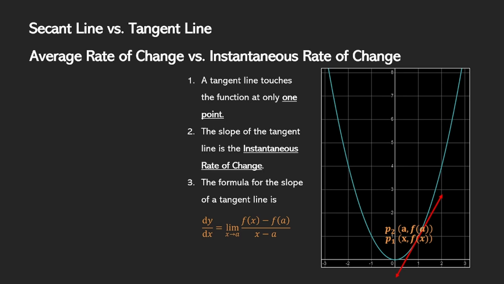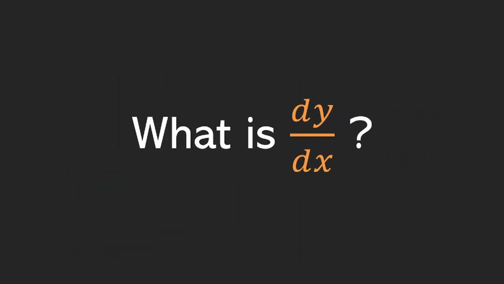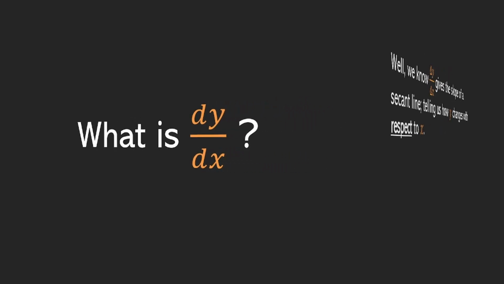The formula for the slope of a tangent line is dy over dx is equal to the limit as x approaches a for f of x minus f of a over x minus a. If you guys are paying attention, you'll see that dy over dx is used. What is dy over dx?